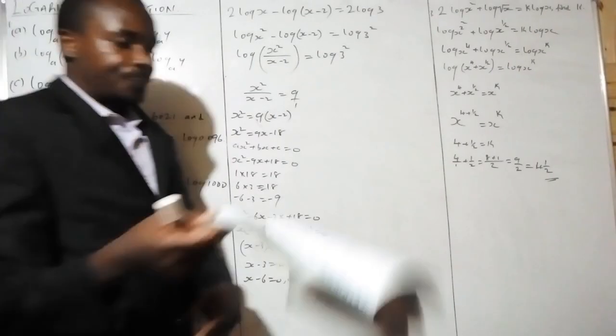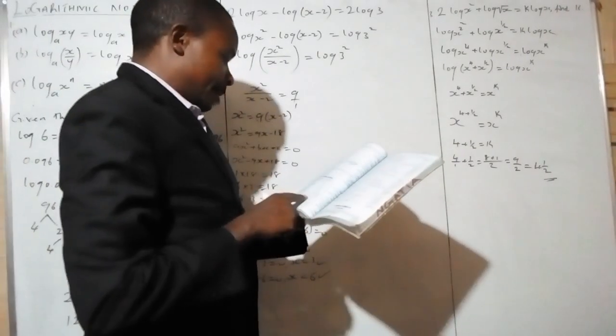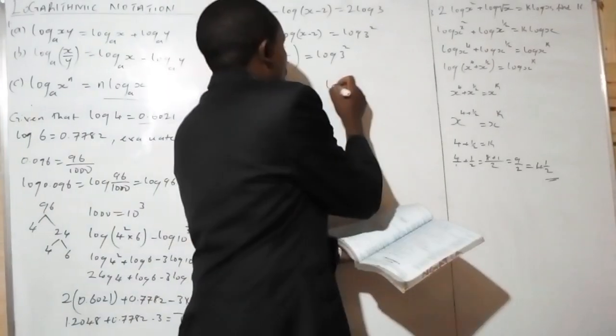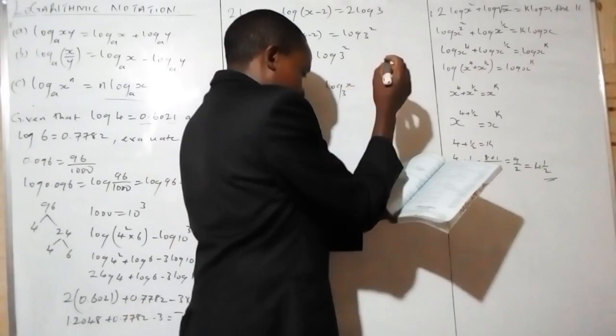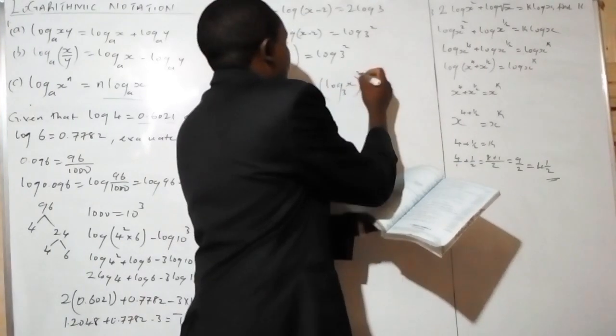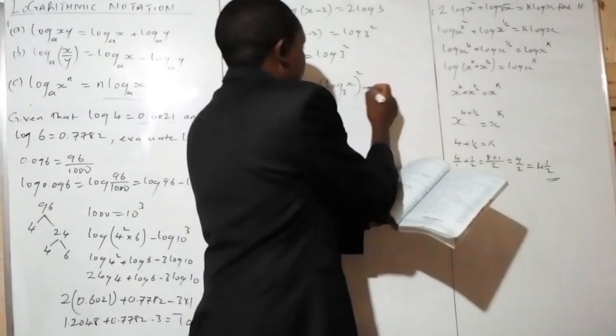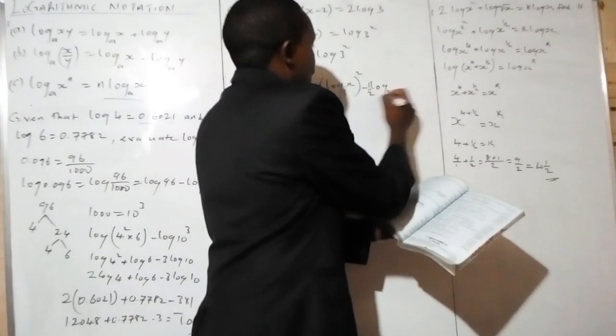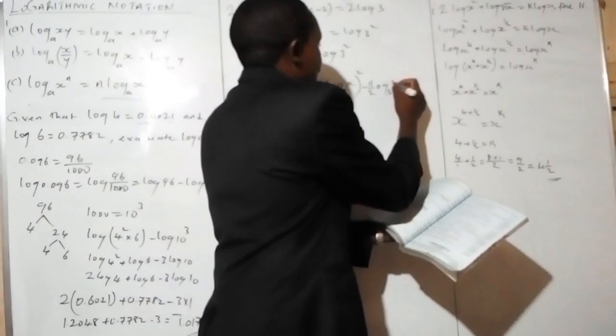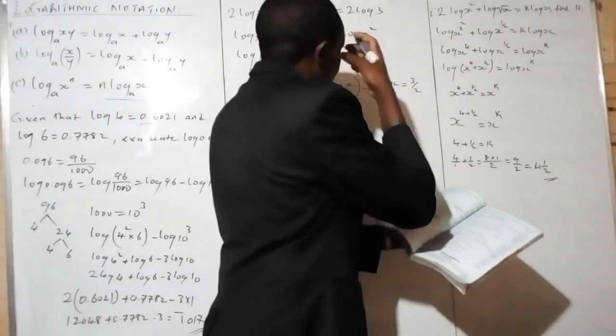Next, you are given log to base 3 of x squared minus log of a half, a half log to base 3, then x is equal to 3 over 2.